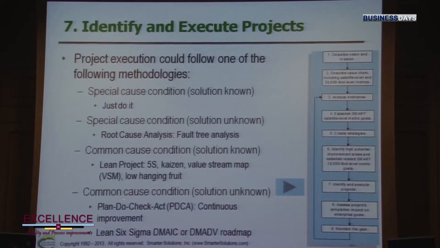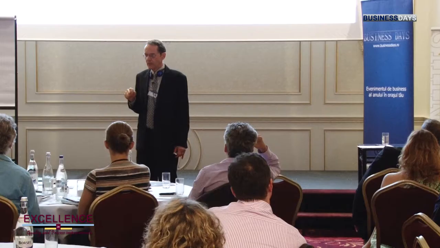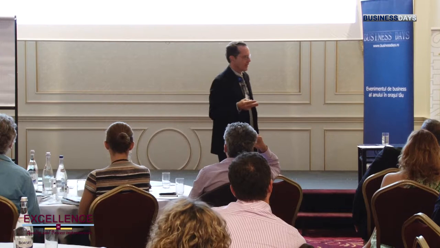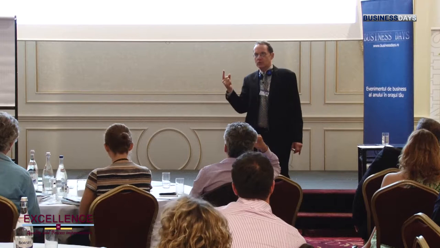Let's say we've got a common cause condition. So we've got a lot of ups and downs, just like we had from our commute from home to work. And we don't know what we should do differently. So one thing we could do is Deming's plan, do, check, act. So we try different things that we might do to actually improve it.